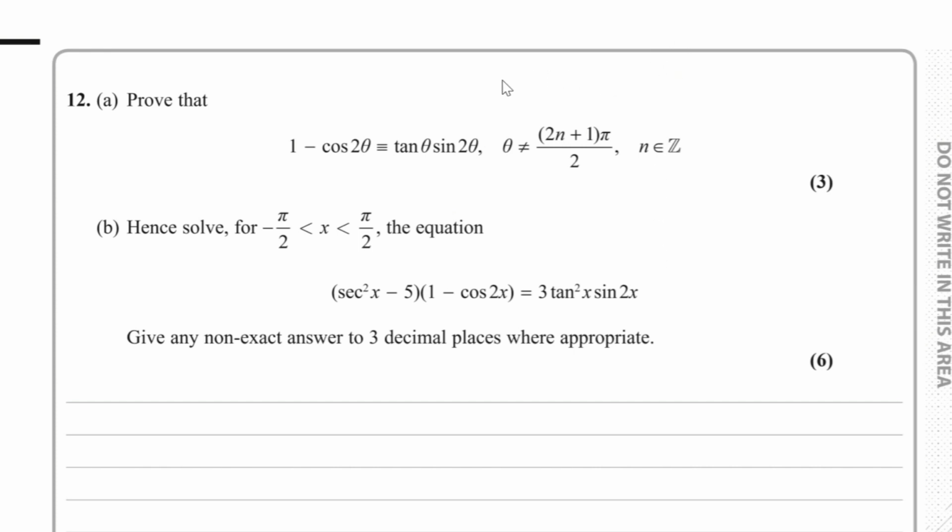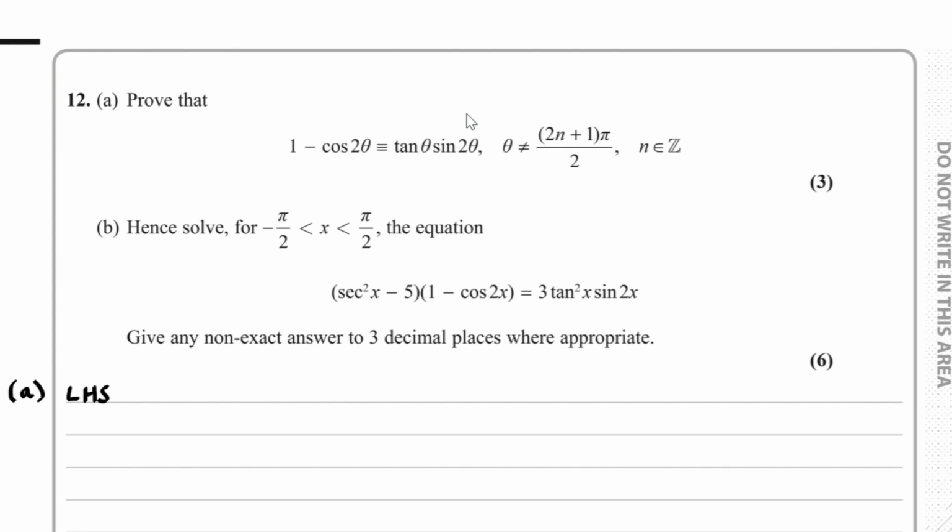Question number 2. Well, for part A we have to prove that 1 minus cos 2 theta is equivalent to tan theta sin 2 theta, where theta doesn't equal 2n plus 1 over 2 pi, where n belongs to a set of integers. Well, let's focus for part A on the left hand side. We want to somehow get to tan theta sin 2 theta.